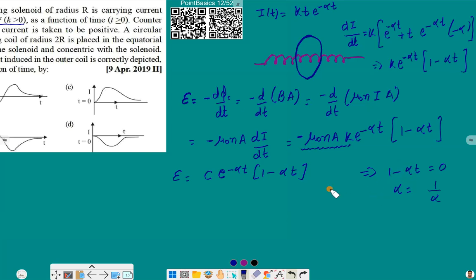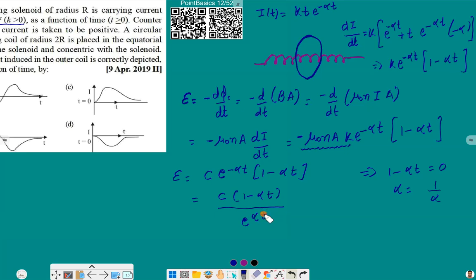This is the one condition when this whole expression will reduce to 0, and this expression will also reduce to 0 when this value, I can write it like this, C into (1 minus alpha t) divided by e raised to power alpha t. And from this we can gather another insight.